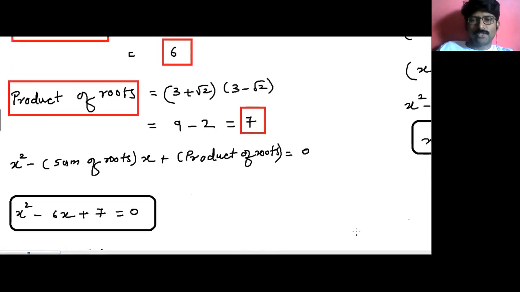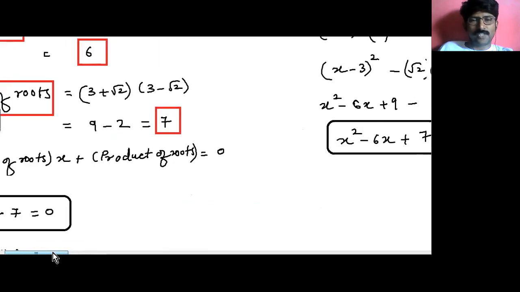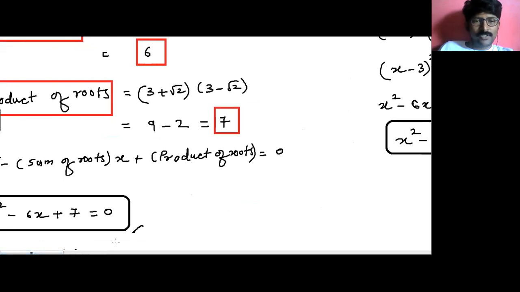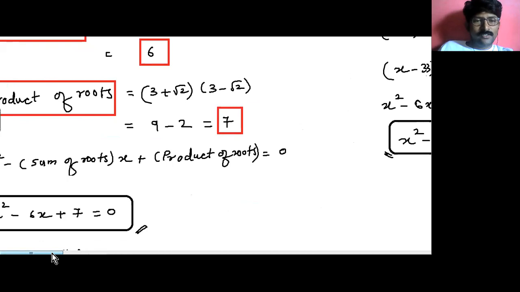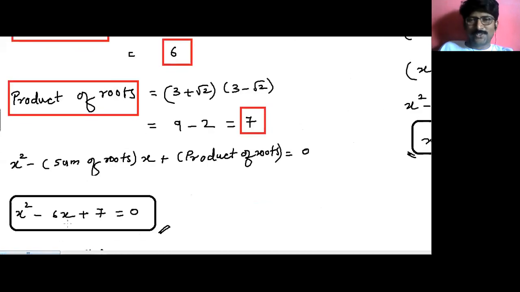I hope you understood this. Look at this. By either of the methods, the equation is the same. x squared minus 6x plus 7. Here is the equation and here is this equation, isn't it? So, you do it by either of the methods, the answers remain the same, isn't it? I hope you understood everything till here.